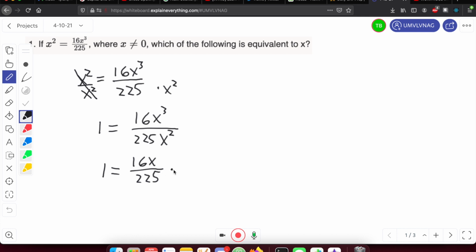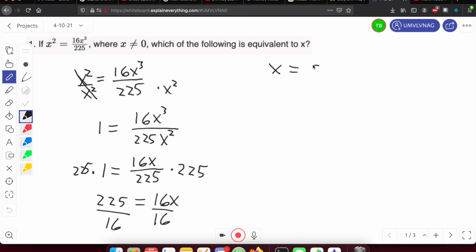Now we're going to multiply both sides by 225 because our aim is to isolate the x. This leaves us with 225 is equal to 16x. And now we're simply going to divide both sides by 16. And this leaves us with x equals 225 divided by 16.